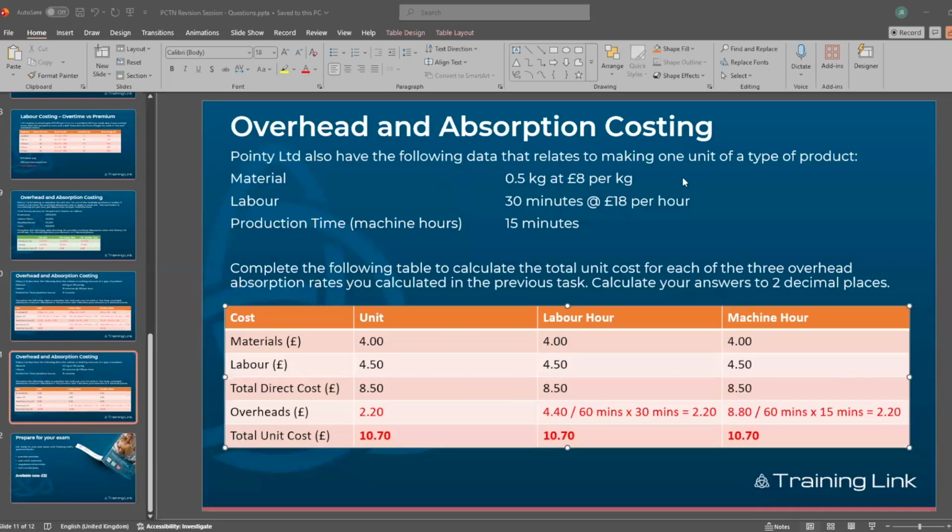All good. Excellent. And sometimes you might not have to answer for all three. Sometimes it might only give you unit and machine hour, for example, and you just have to do the two rather than three. It's exactly the same process throughout. Just make sure, like I say, you follow these calculations to make sure that you actually get the right amount.